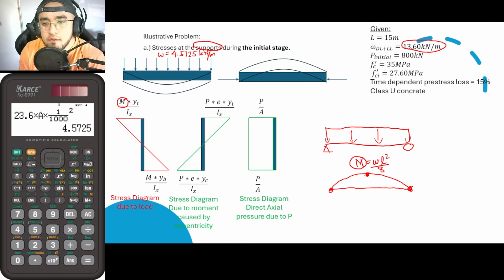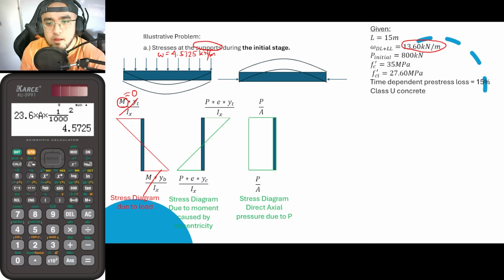As you know, for simply supported beams, there are zero moments at the supports. So the moment here is equal to zero, thus we will now cancel this side of the equation. Let me just erase this first.